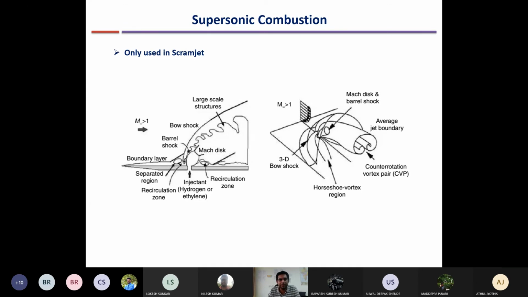Till now, what people have designed only flies for a few seconds or a few minutes. They have not been designed for long-term operation. Material is going to fail, or flame cannot be sustained. A lot of issues are there. So this completes our combustion part.